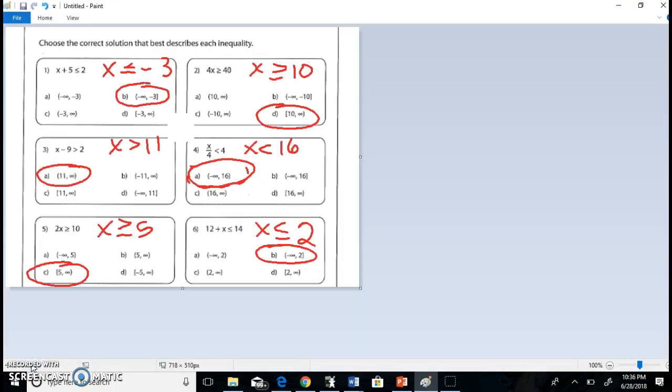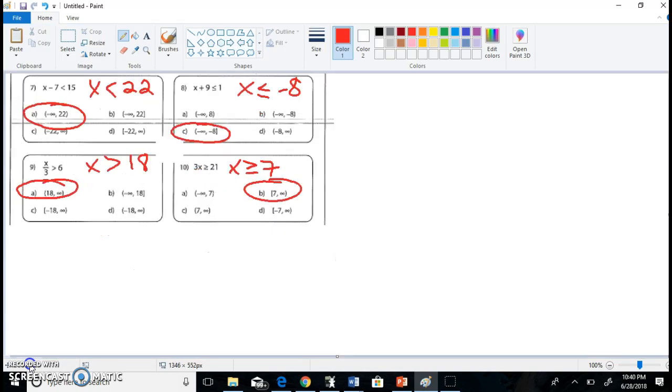Here are the answers to the first 6. Number 1 is B, 2 is B, 3 is A, 4 is also A, even though next to the 16 it kind of looks like a bracket, it really is a parenthesis, so it is A. 5 is C, and 6 is B. Okay? And here are the last 4: A, C, A, and B.